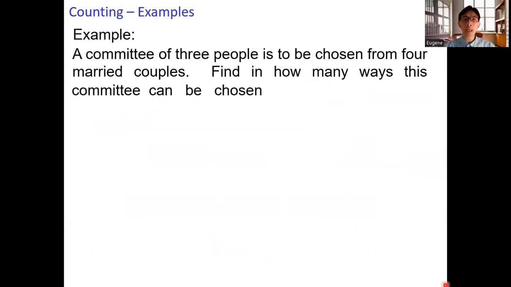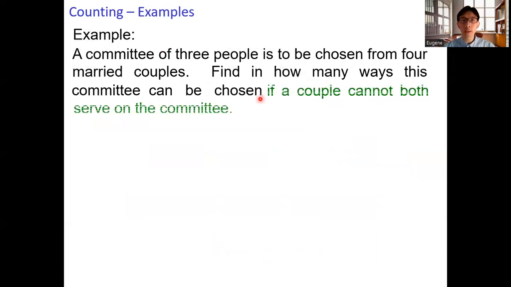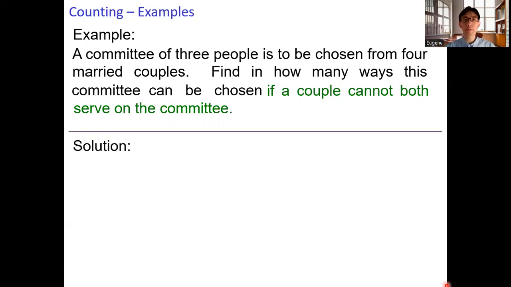In how many ways can this committee be chosen if a couple cannot both serve on the committee? So for every couple, only one person can be chosen to be included in the committee. How do we tackle this problem? So only one person can be included.